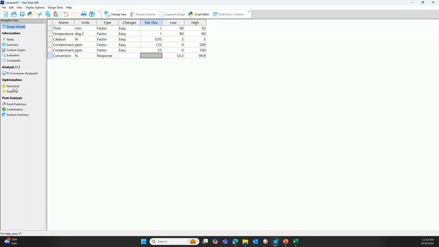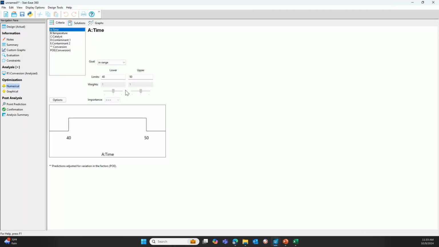So now we come down to numeric optimization, and let's go through and set our criteria. So the temperature needs to be in range. The catalyst needs to be in range. Now we're going to have the contaminant 1. Now, how are we going to set that one?